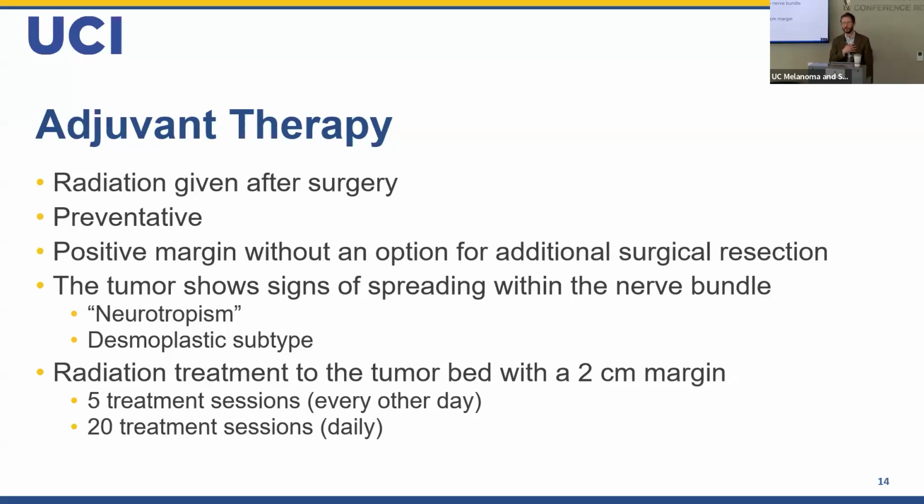When we do radiation for a cutaneous lesion of the skin, two very common regimens to perform the radiation are 5 treatment sessions or 20 treatment sessions. So this will last 2 to 4 weeks of daily treatment.